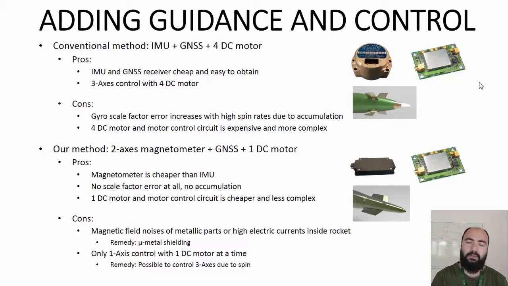So a magnetometer is cheaper than an IMU, and in a magnetometer there is no scale factor error because you don't accumulate the data, and 1 DC motor and motor control circuit is cheaper and less complex.